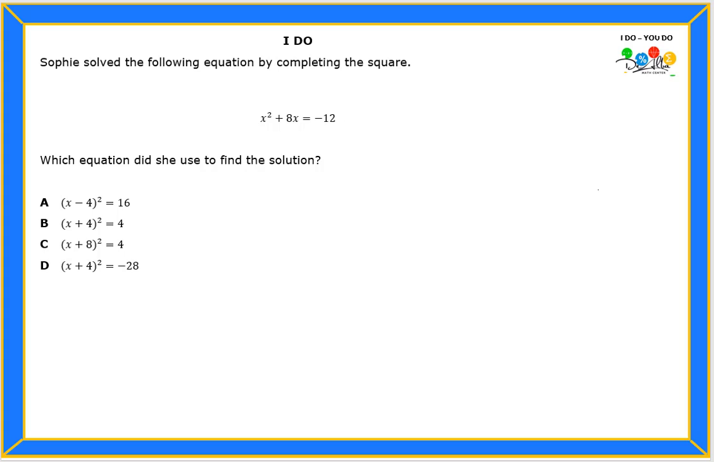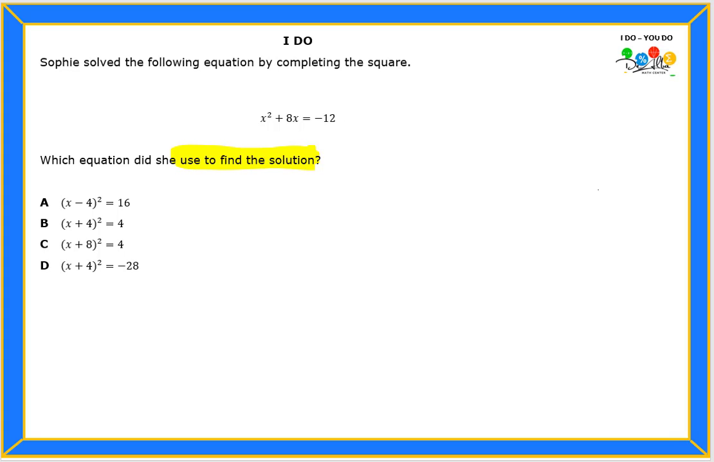And it says, Sophie solved the following equation by completing the square. x squared plus 8x equals negative 12. Which equation did she use to find the solution? Okay, so we do see something about finding a solution. Is that right?